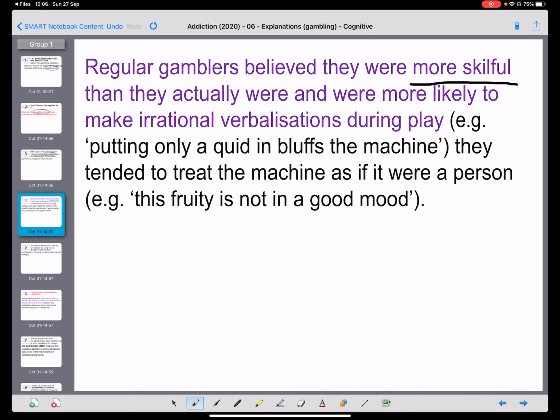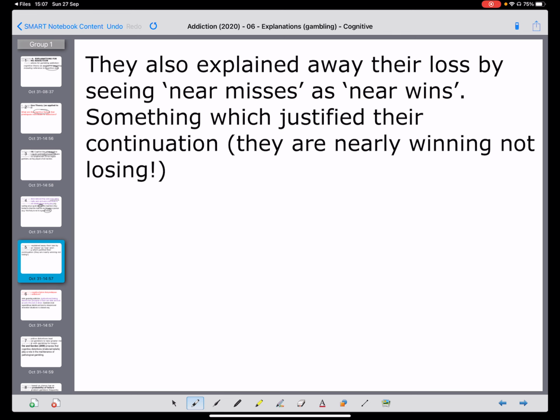So therefore, this is a bit irregular, but it didn't just stop at this idea of skill. They said things like that you can bluff the machine or that the machine had a particular mood, therefore expressing that regular gamblers generally do think differently about gambling compared to non-regular gamblers. She also goes on to interview them and speak to them about this, and we see that they refer to things like near misses or near wins.